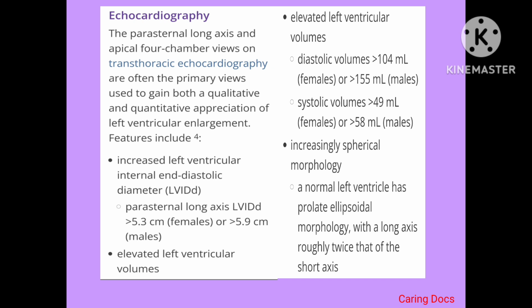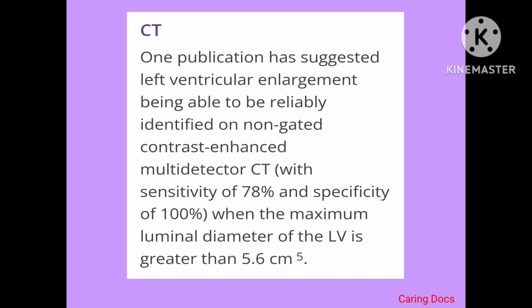These findings will also be suggestive of left ventricular hypertrophy. Similarly, the CT scan also increases the specificity. Its specificity is 100% and sensitivity is 78% when the maximum luminal diameter of the left ventricle is greater than 5.6 centimeters. So to conclude, the main causes of left ventricular hypertrophy are hypertension and aortic stenosis.